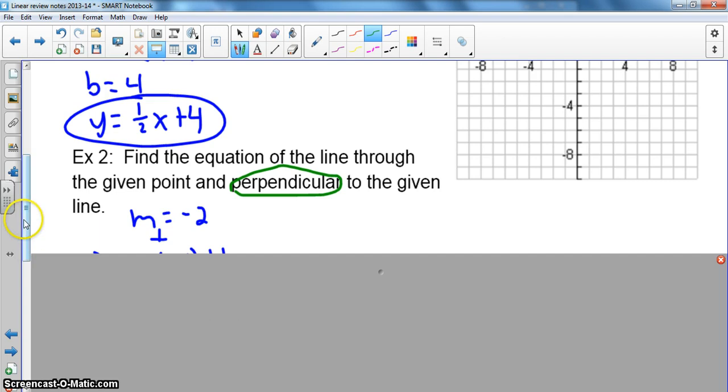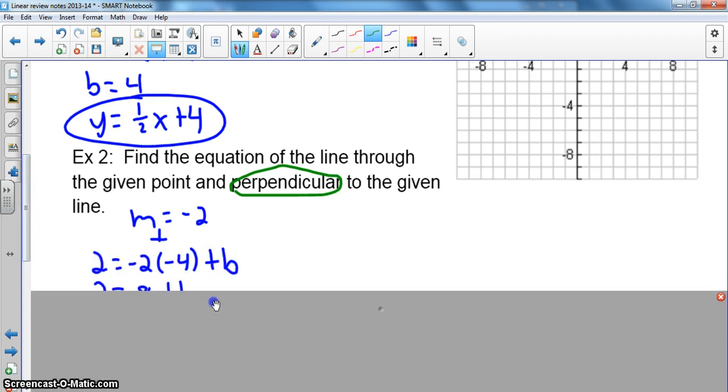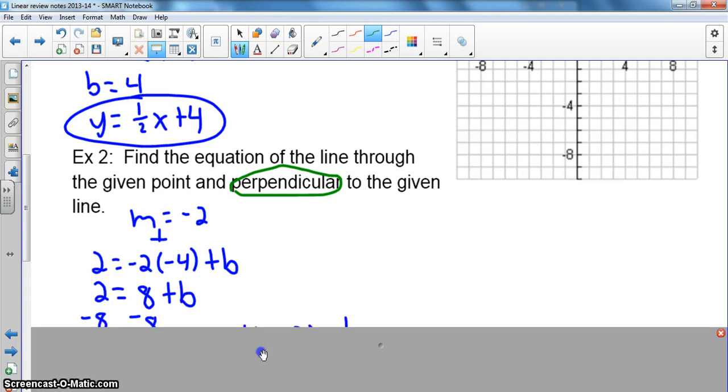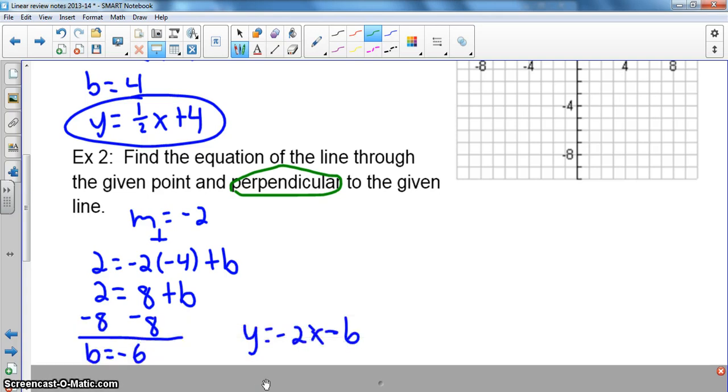And our x's and y's are still the same. So my y is 2, my slope is negative 2, and my x is negative 4. I plug that all in right here. Again, I do not know my b value, so I leave that as b. I'm solving for b, and I get that b equals negative 6. And again, I have to write my equation, so I get y equals negative 2x minus 6. When you graph this one on the graph over there, you should see that it is perpendicular to the other ones, meaning it meets it at a right angle.